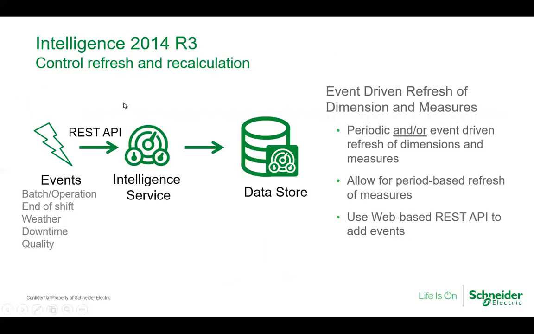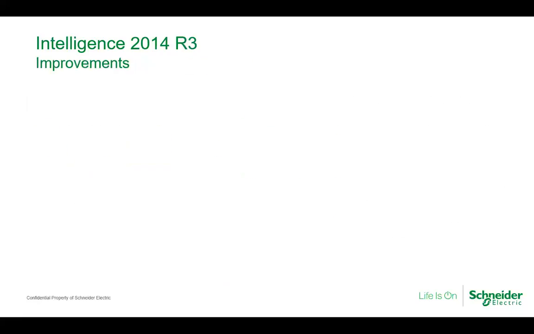So this allows us to really control the refresh and calculation of the Intelligence data store by allowing events to trigger the update of the Intelligence data store, either dimension measures or measures with a certain time range.